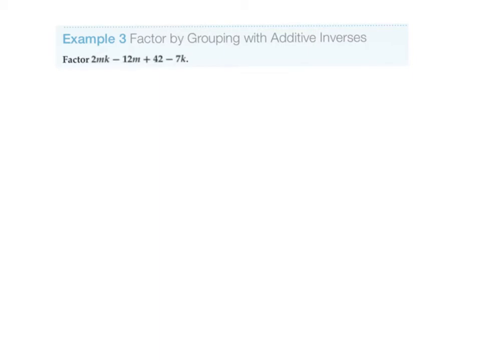We're now going to do another grouping, but there's a little trick in this one. So we'll just do the same method, and I'll show you the trick. So I'm going to group my first 2, and I'm going to group my second 2. When I group my first 2, what's common is the 2 and the m. When I divide that out, I'm left with k minus 6.